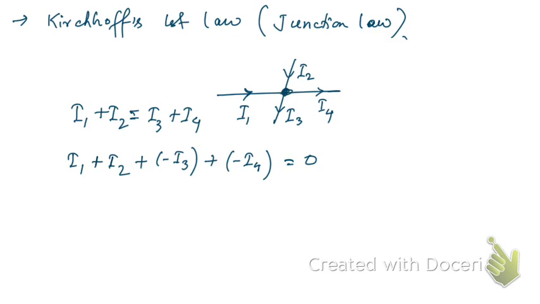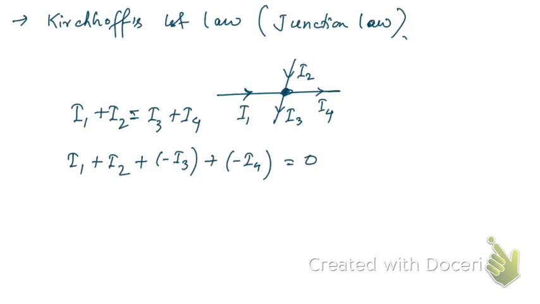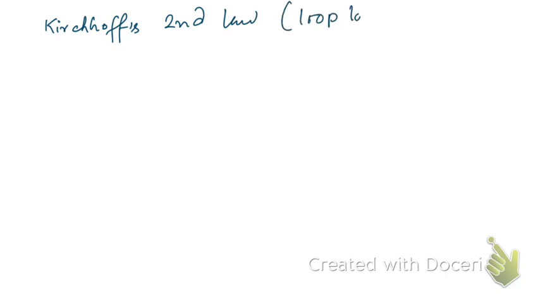And now Kirchhoff's second law, also known as the loop law or voltage rule. It states that the algebraic sum of all the voltages, meaning potential differences across all the elements, and the EMF of all the sources in any closed electrical circuit is 0.